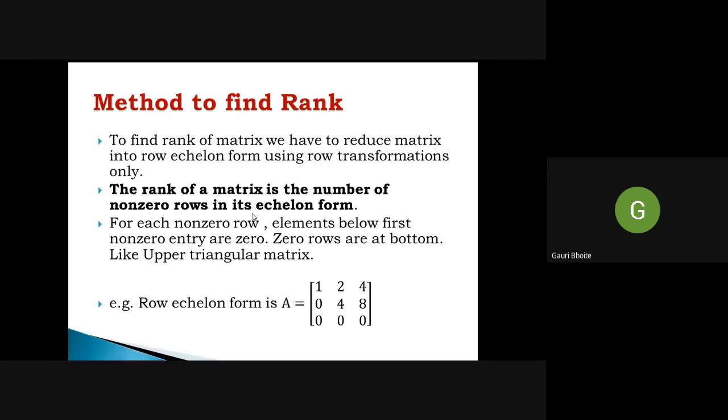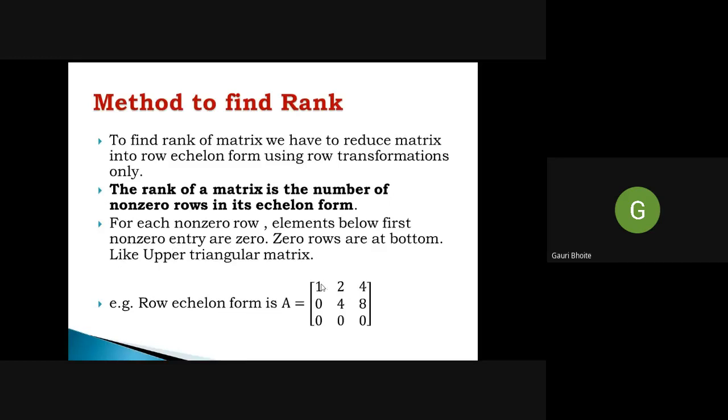Now, how do we identify that the given format is row echelon form? It is roughly an upper triangular matrix, meaning all elements below the diagonal are 0 and zero rows are at the bottom. So keep in mind: elements below the diagonal are 0, or for each non-zero row, the elements below the first non-zero entry are 0.